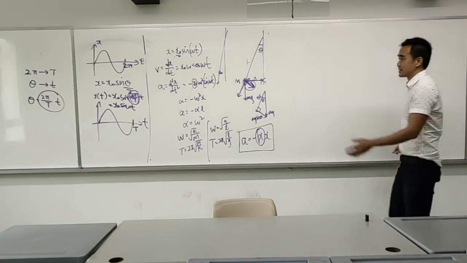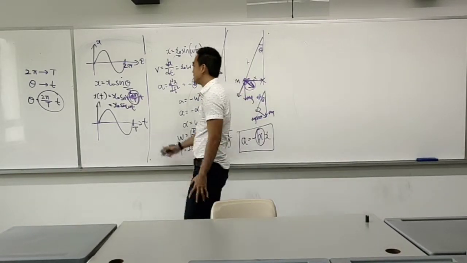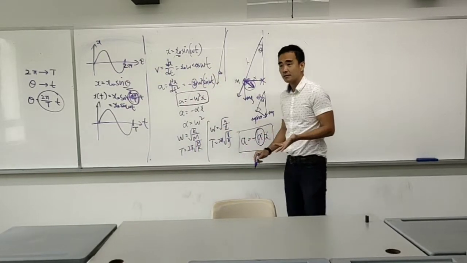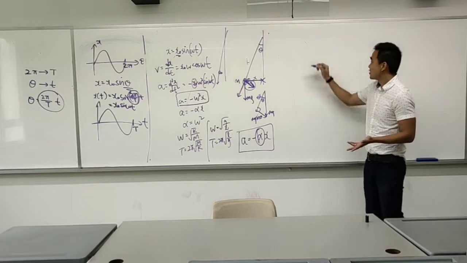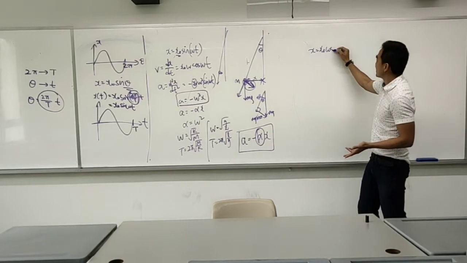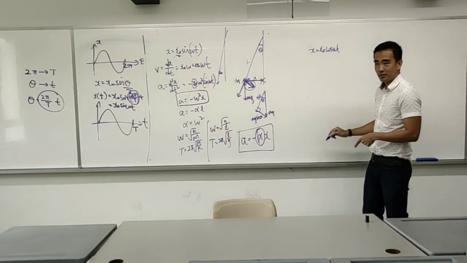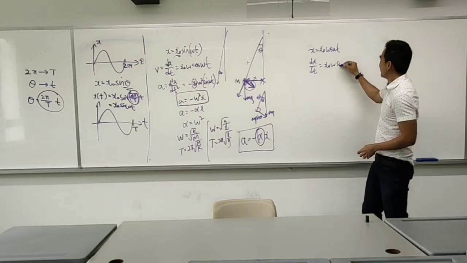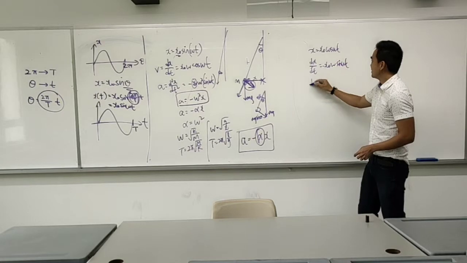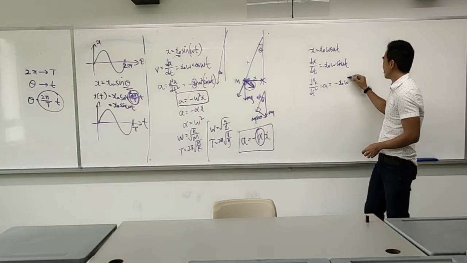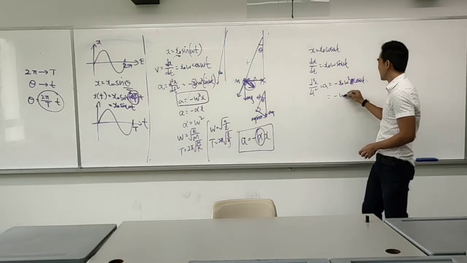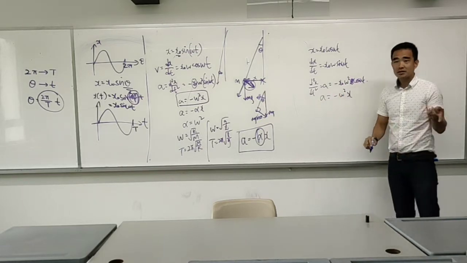I use sine as a beginning. Do you think that this equation will arrive at this form if I use cosine? If I use x equals x naught cosine omega t, will it arrive at the same thing? Let's try. dx/dt gives a negative sine, then d2x/dt squared, which is actually equal to a, is minus x naught omega squared cos omega t, which is also minus omega squared x. So either sine or cosine.